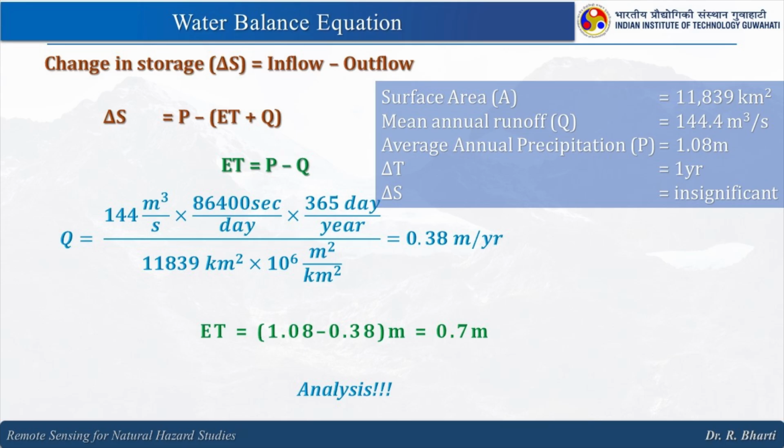0.7 meter. Now here you see delta S is insignificant, that means there is no change in the storage. So here the inflow is there and evapotranspiration is there, right. So here 0.7 plus Q, that is here. If you add them together, that is the total discharge, total outflow of this particular system.